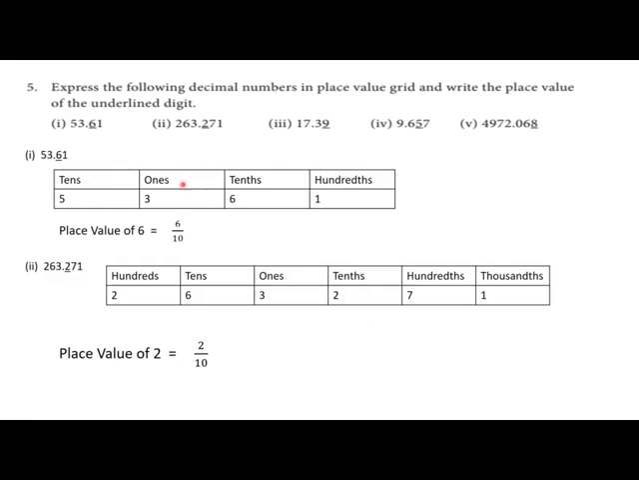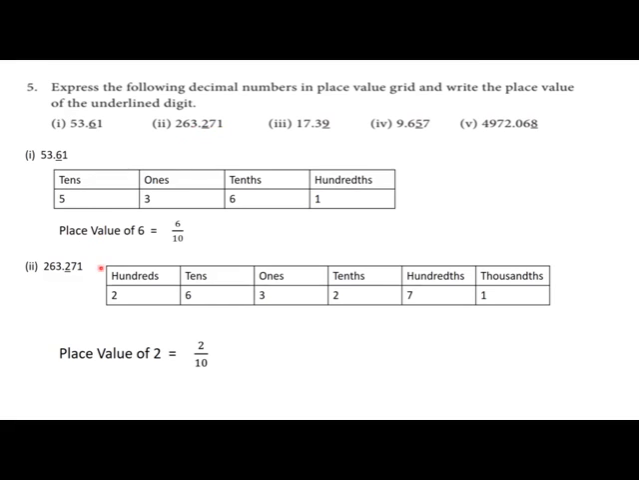So first one, 53.61. You have to find the place value of this 6. So left hand side 5 3. 5 is in tens place. So write tens and ones. And after the decimal, the first digit will be tens place and the second one will be hundreds place. So 5 3 6 1. The place value of 6 will be 6 by 10 because that is tens place. So 6 by 10.